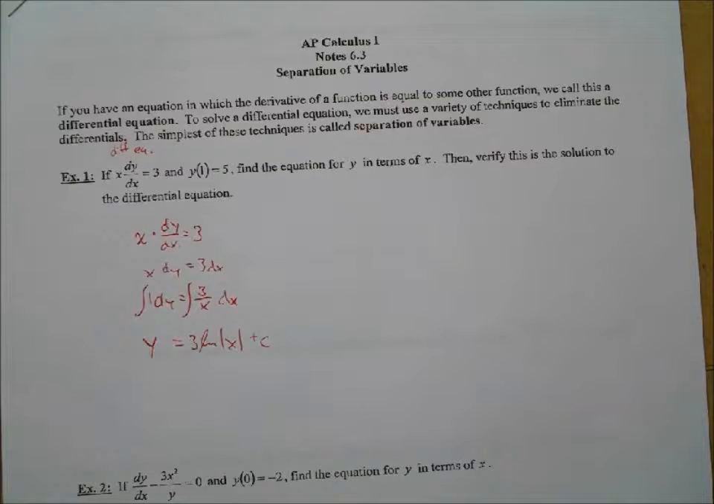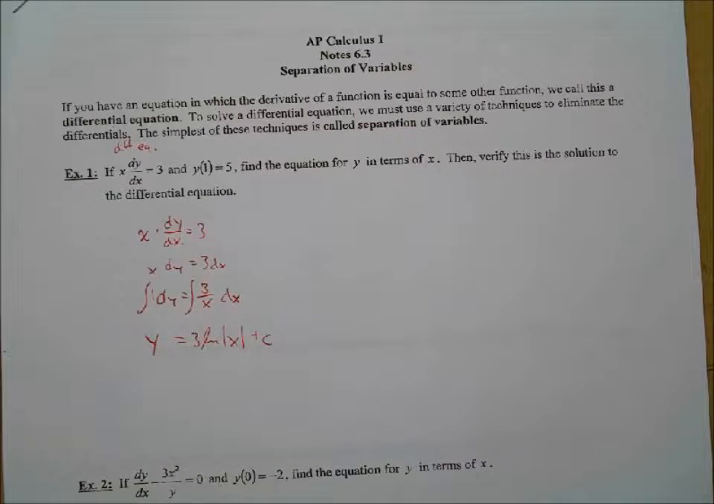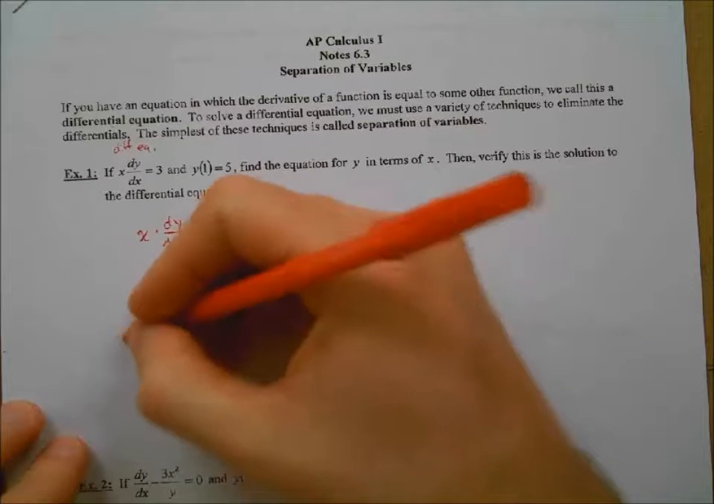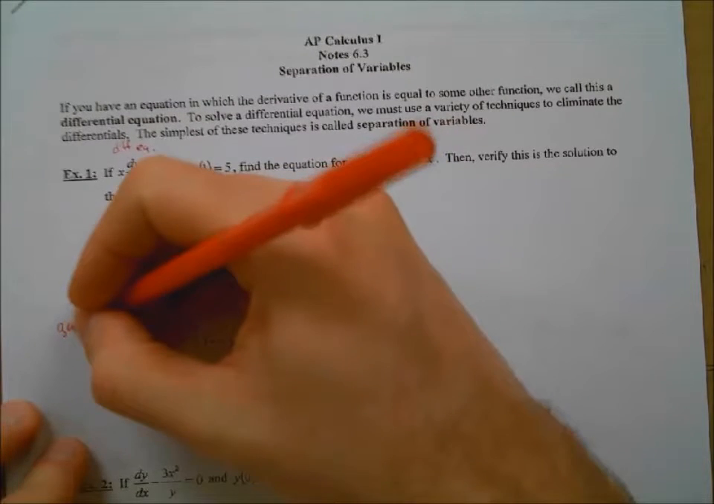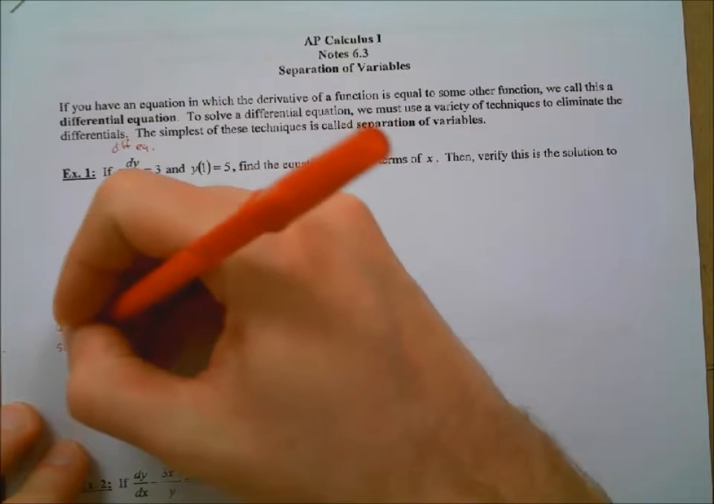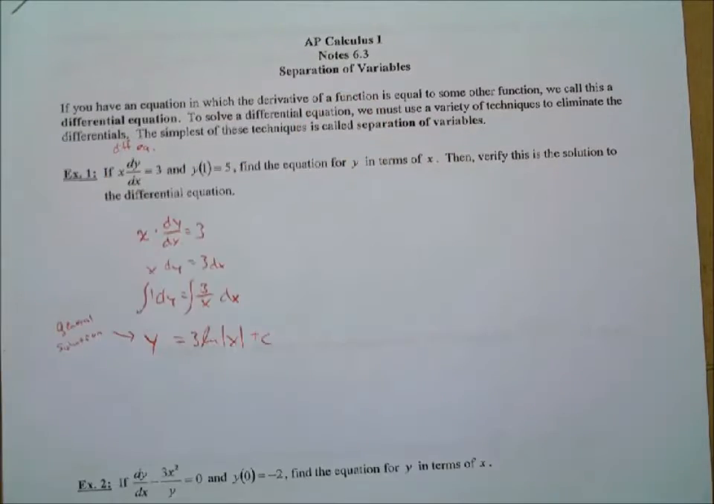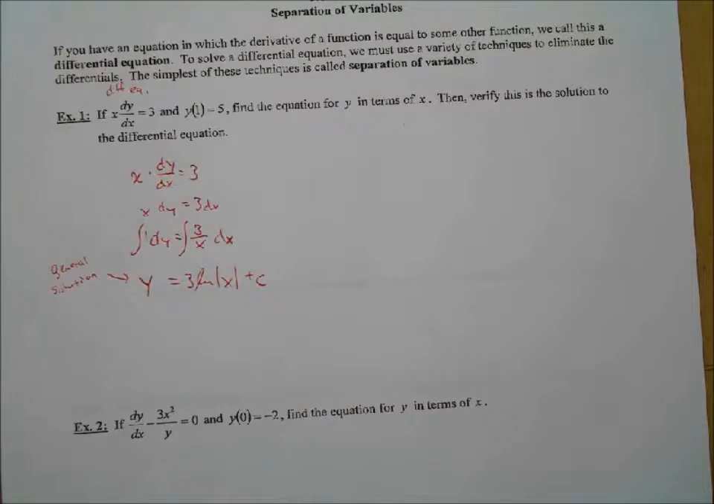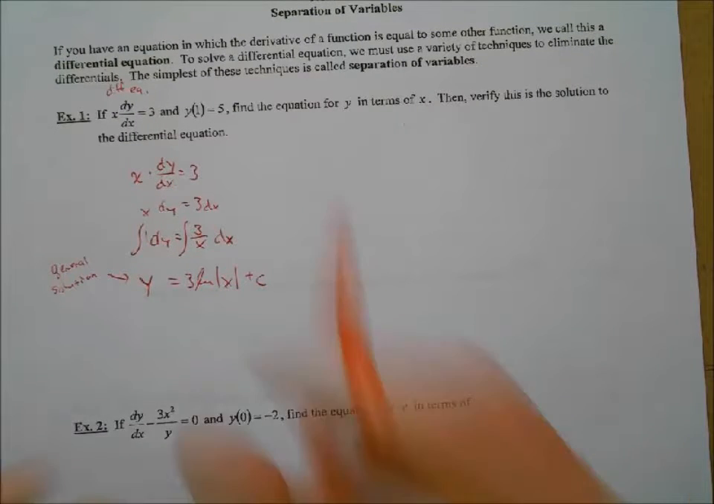This c is what we've got here. All right? So there's our general solution to the differential equation. Why do we call it the general solution, you think? Because it's got the c, right? Just like when we have a general solution for an integral, this is the general solution for the differential equation. We want to find the specific solution, and we can use our piece of information right here.